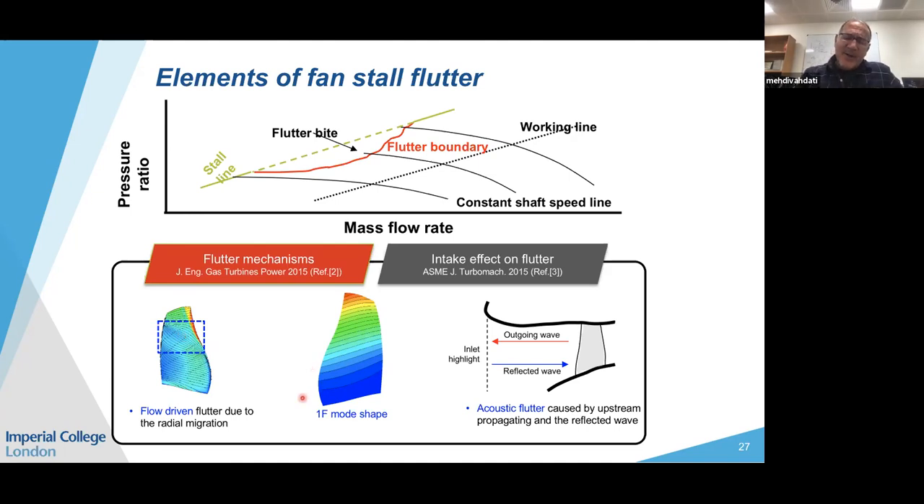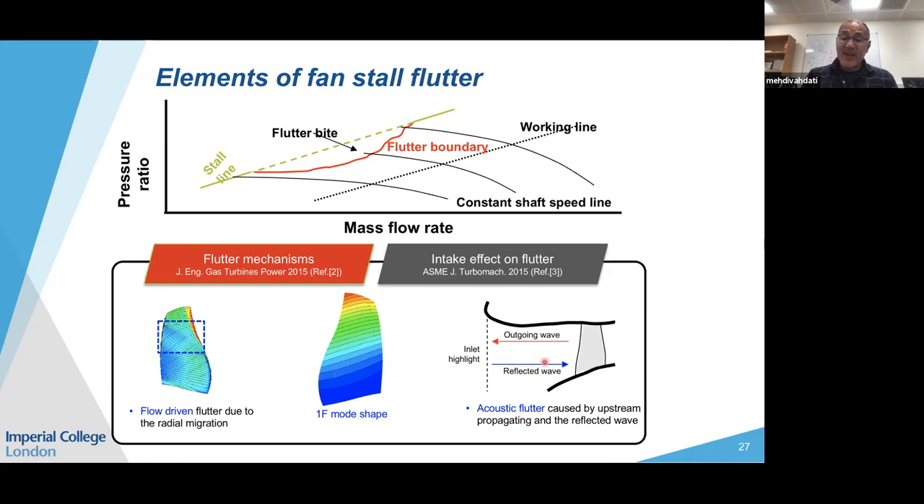The other element of flutter is the shape of the first flap mode shape. If you notice, this is the leading edge, this is the trailing edge. We have a blade. It's not pure flapping. It's pure flapping mixed with a bit of twisting. As you can see, these are the contours of the displacement, and the redder it is, the higher the displacement. You can see you've got higher displacement at the leading edge than the trailing edge. This is the second element of stall flutter.